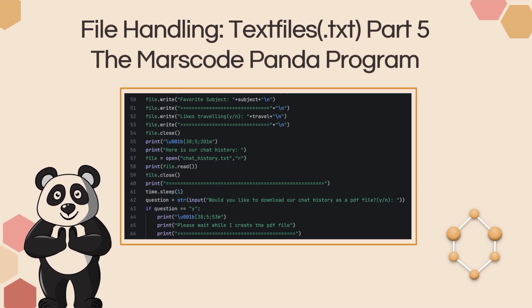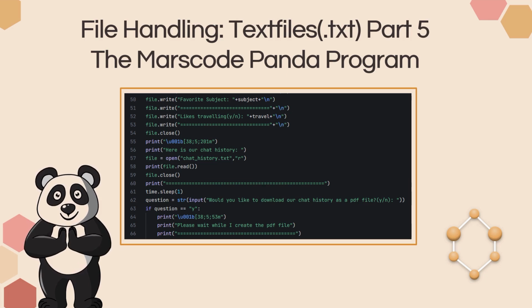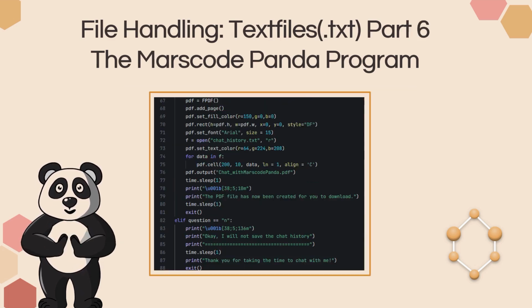Then the compiler waits for about 1 second and it asks the user, would they like to download the chat history as a PDF file? Yes or no in the form of Y or N. If the user's response is yes or Y, then it will print the message telling the user, please wait while I create the PDF file. So what we're doing here is converting this text file into a PDF.